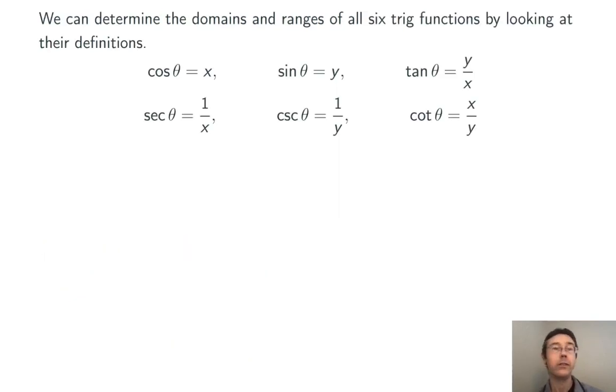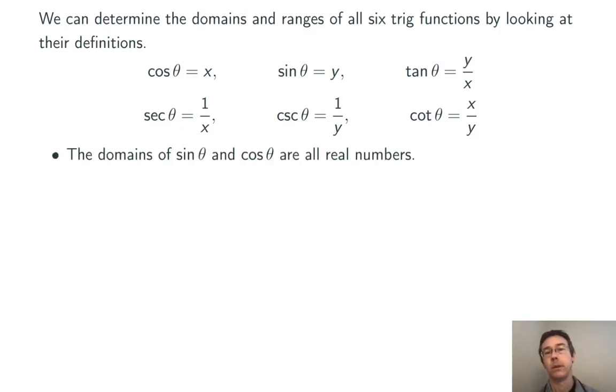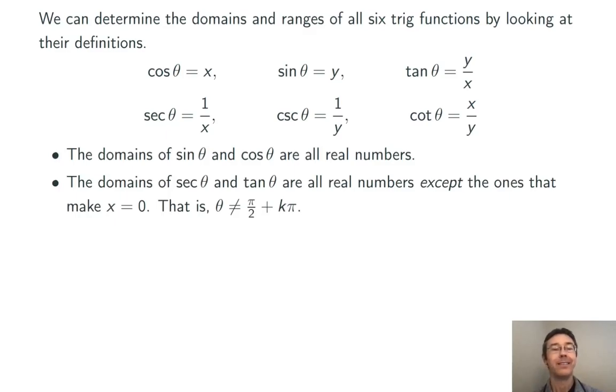All right, so we notice that there's some values that are not in the domains of all of these trig functions. Let's delve into that a little bit more. We can determine the domains and ranges of all 6 trig functions just by looking at their definitions. Cosine theta and sine theta are going to have domains of all real numbers, because for any angle theta, we get an x and a y value. For secant and tangent, the domains are going to be all real numbers except the ones that make the denominator 0, that make x 0.